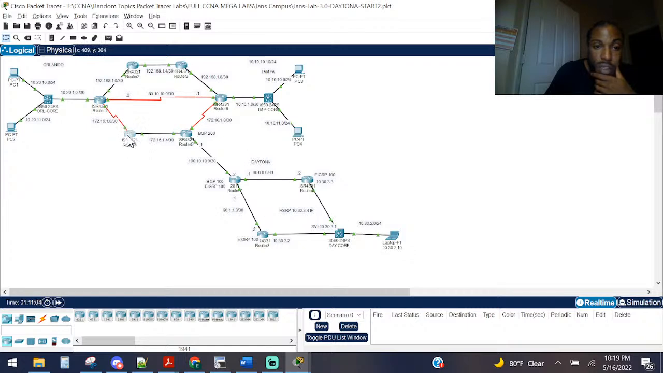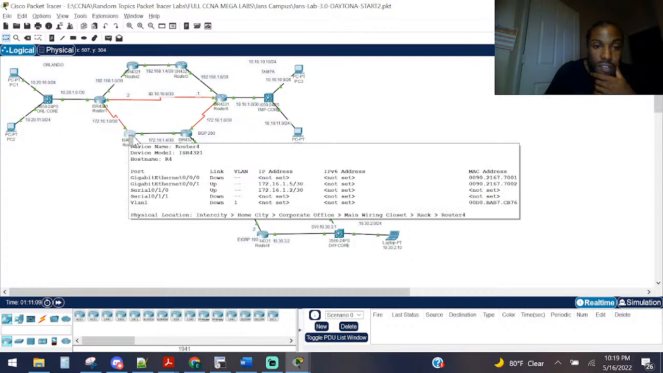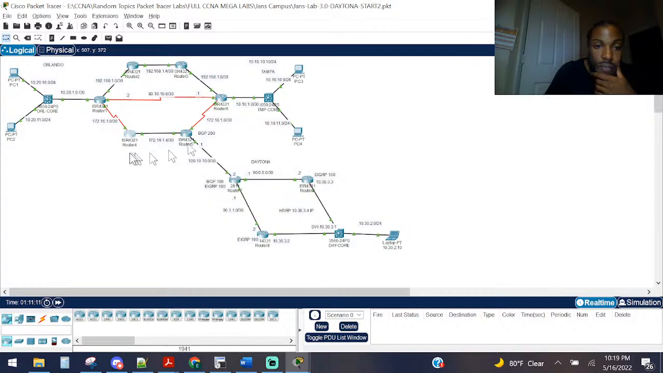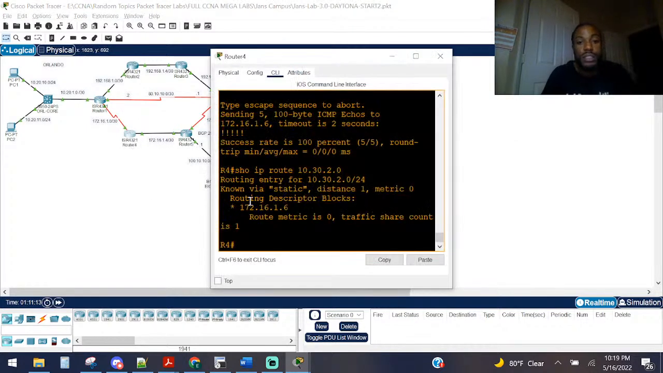Let's see if I can ping beyond router 5. Can I ping 10.10.1? I'm going to have router 5 ping the interface that's back there. Let's see. It could be that's the reason though. Let's see.